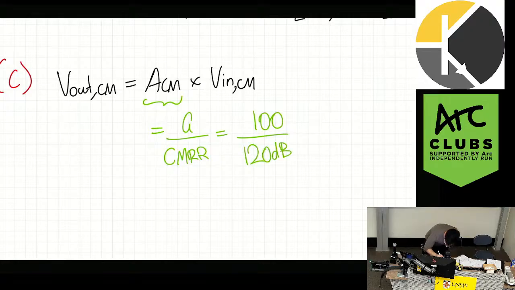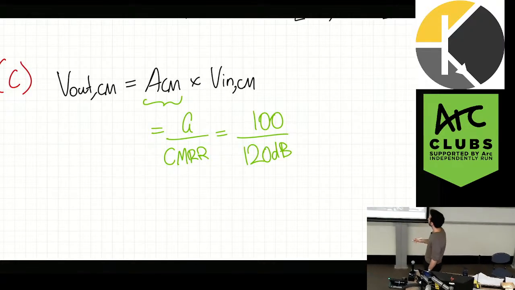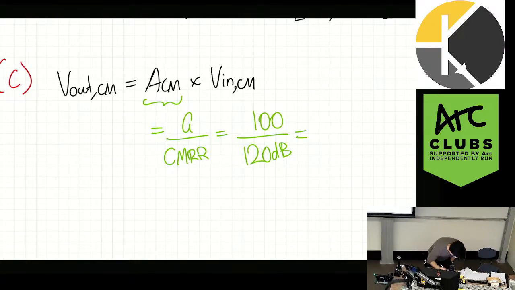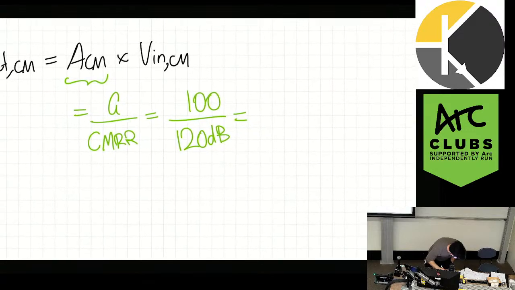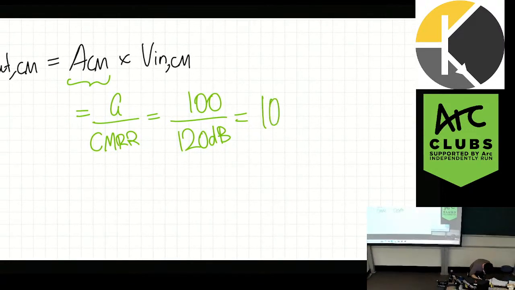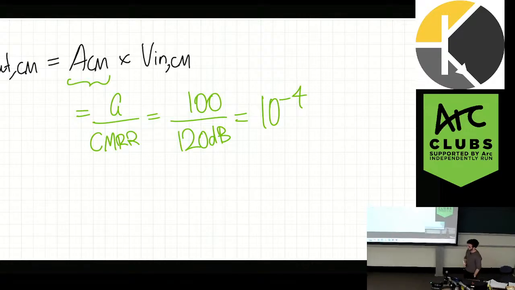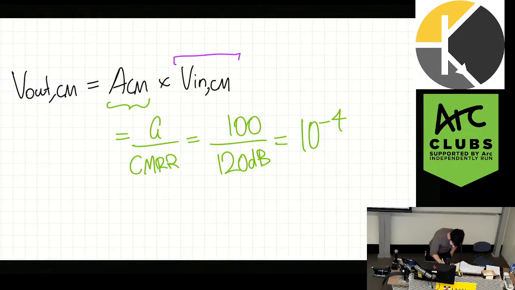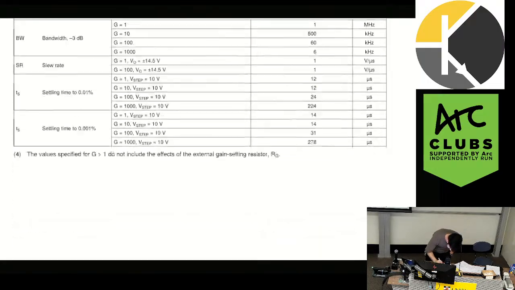So you would say this is 100 over 120 dB. Obviously, we need to convert this out of dB. For that, you would just do 10 to the power of 6. So it's a million. I'm just going to leave that for now. And then this would give you 10 to the minus 4. Okay.